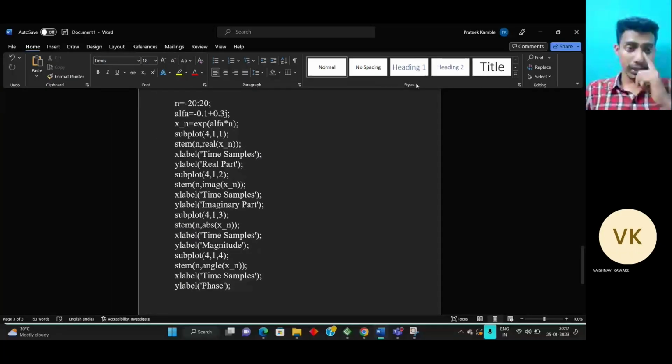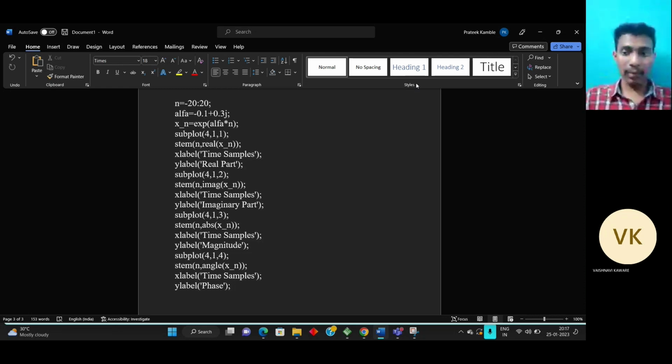Plot the real part, the imaginary part, and the magnitude and the phase spectrum. So let's take the value of n from minus 20 to plus 20. Our graph will be limited between minus 20 and plus 20 coordinates. Let's take alpha as minus 0.1 plus 0.3j. Our exponential signal x of n is equal to exponential of alpha into n.